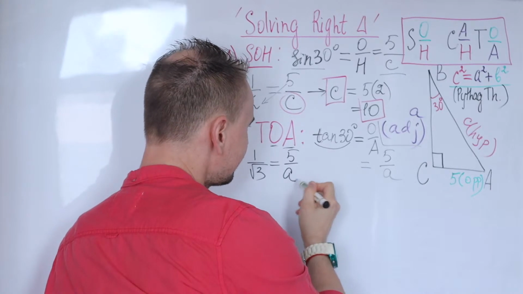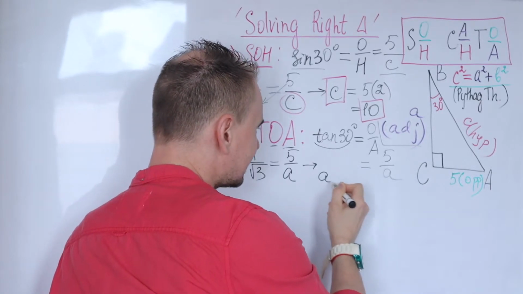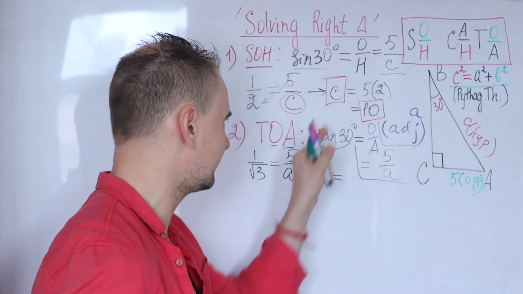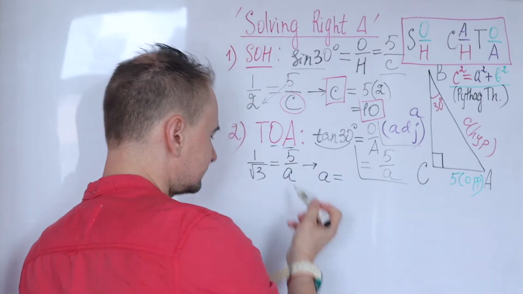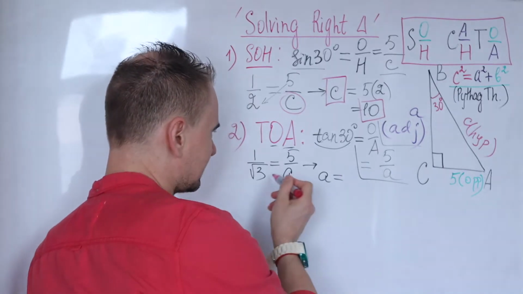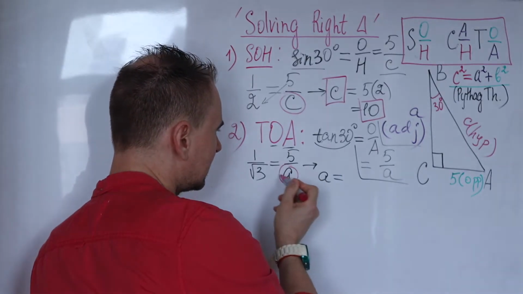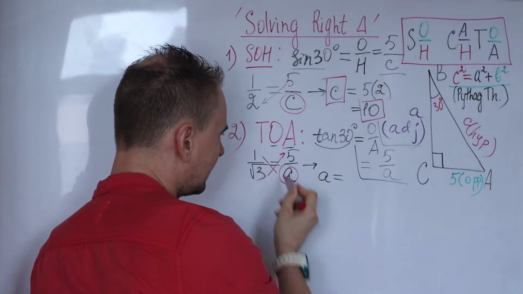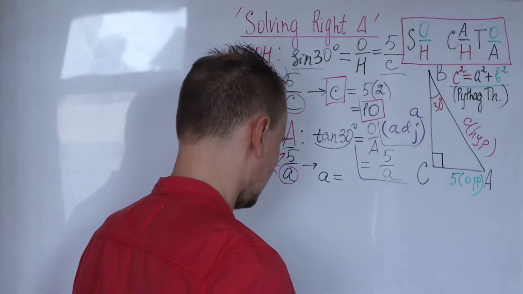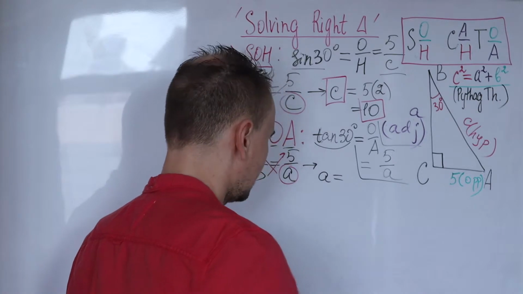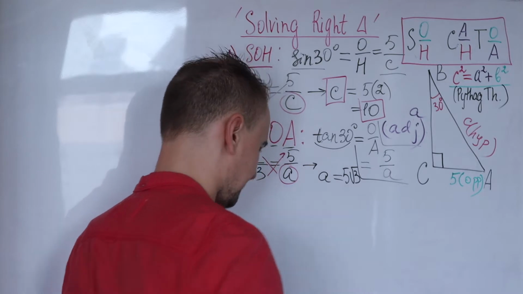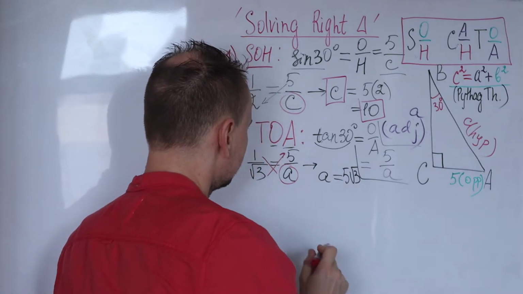So 1 over root 3 equals 5 over A. And we could express A explicitly in the same way as we did before, using cross multiplication. Your A is basically 5 times root 3 over 1. So it's just 5 root 3. This is your A.